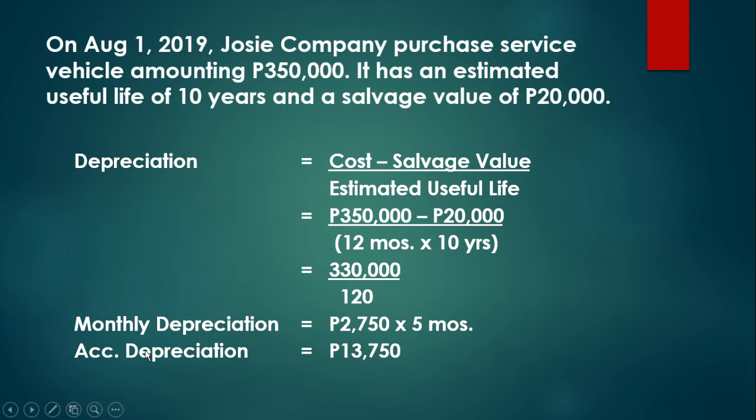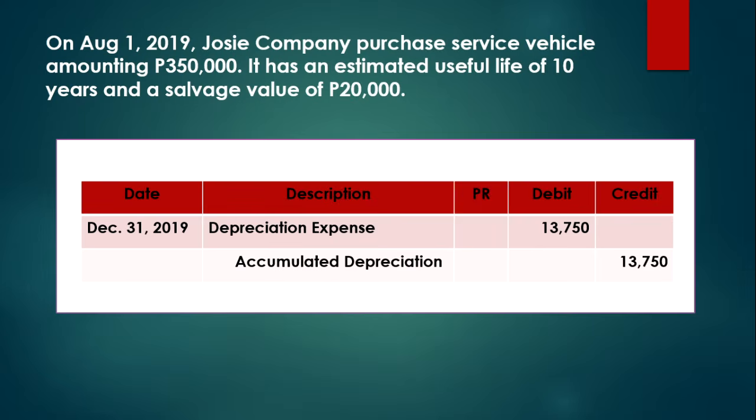So, how will we record that? For adjusting entries, again, the date will be December 31, 2019. Debit the depreciation expense, 13,750. And then, credit accumulated depreciation of 13,750. Okay, let's have another one.